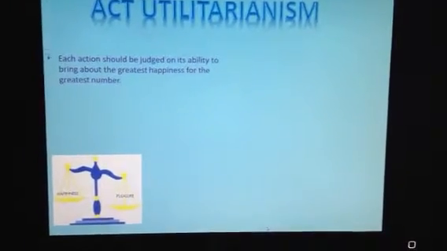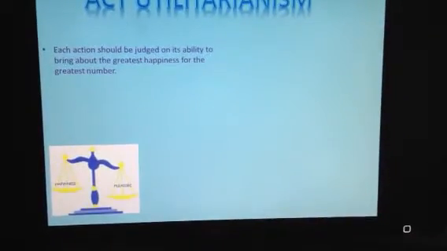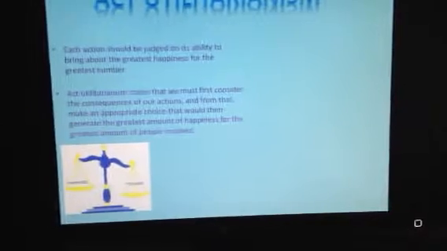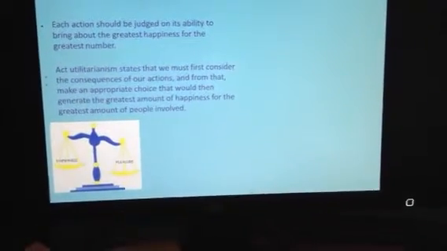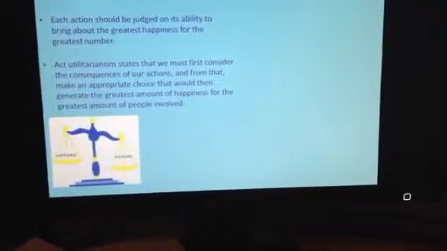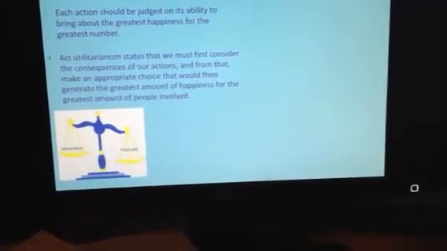Each action should be judged on its ability to bring about the greatest happiness for the greatest number. Act utilitarianism states that we must first consider the consequences of our actions, and from that make an appropriate choice that would then generate the greatest amount of happiness for the greatest amount of people involved.